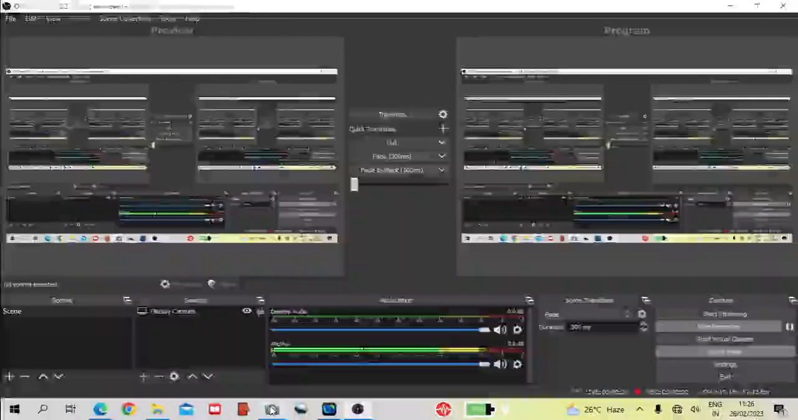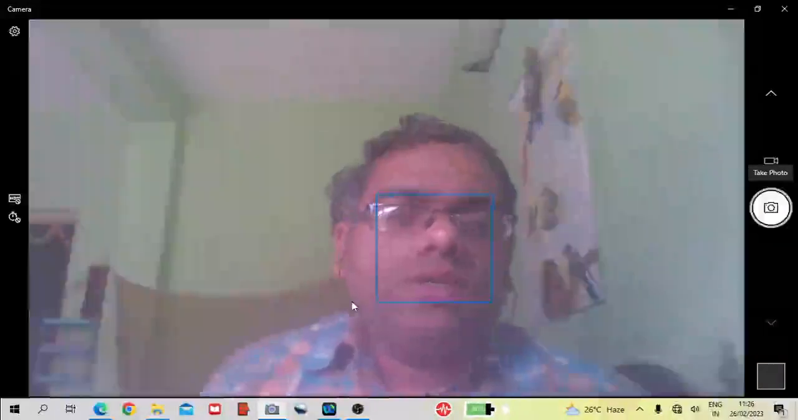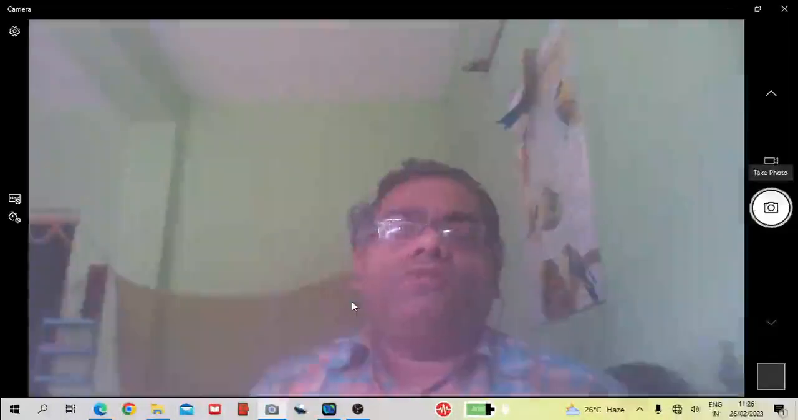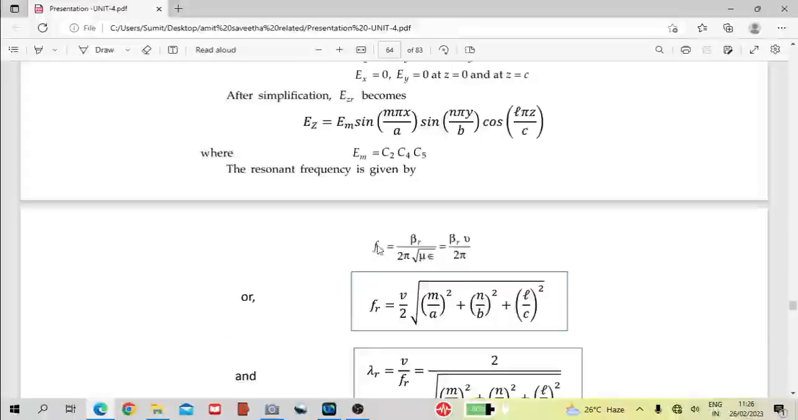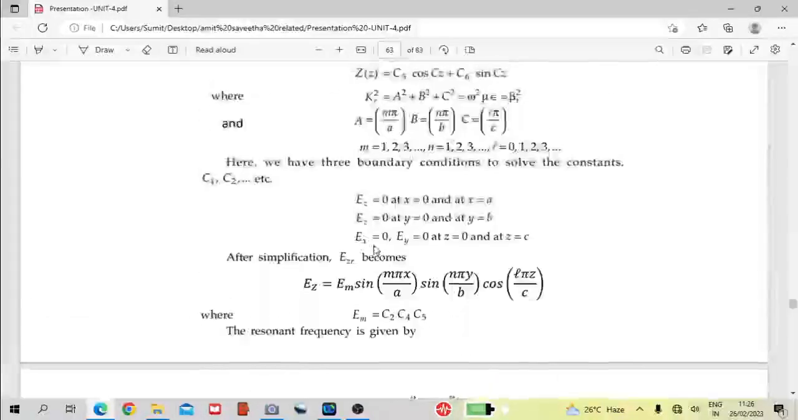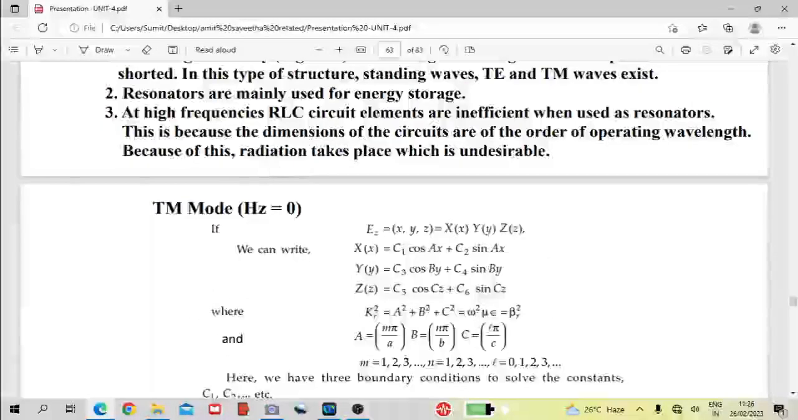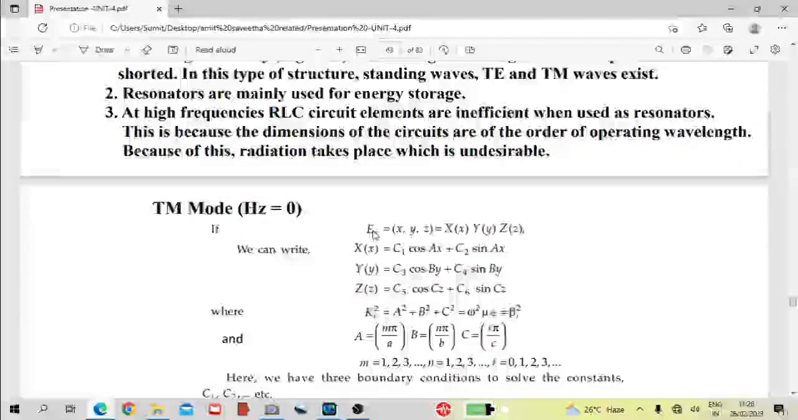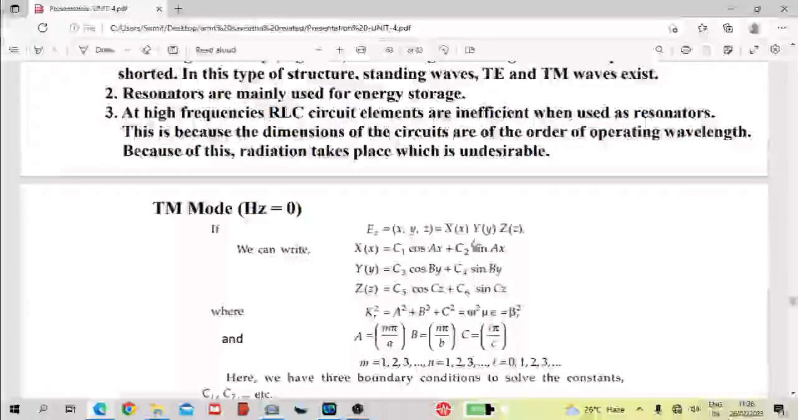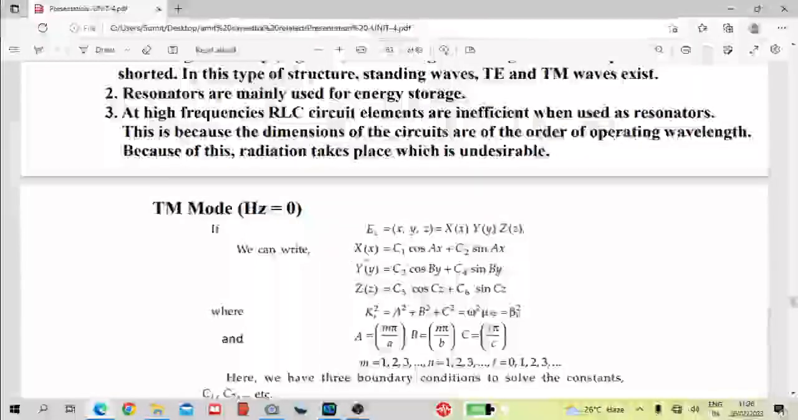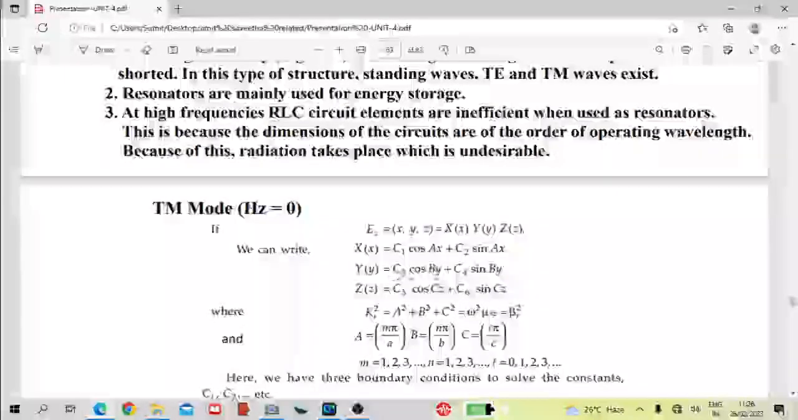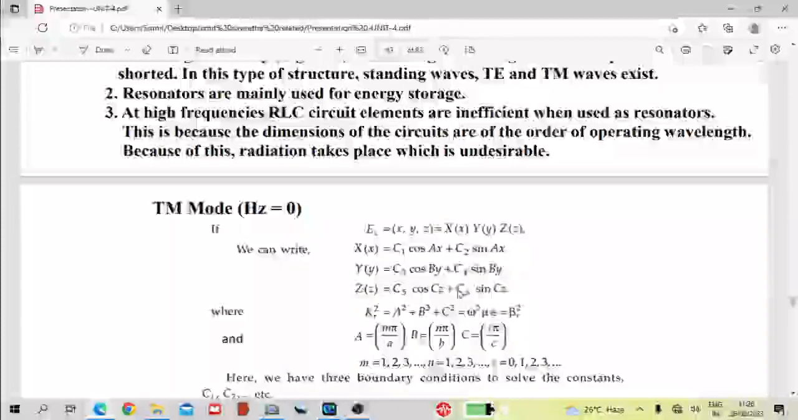Okay, so now we will see what are the various equations which are involved in resonators. Here you can see we start with, for TM mode, Ez as a function of three variables x, y, z, each dependent on x, y, and z only. This is variable separated, so X, Y, and Z can all be written in this general form.